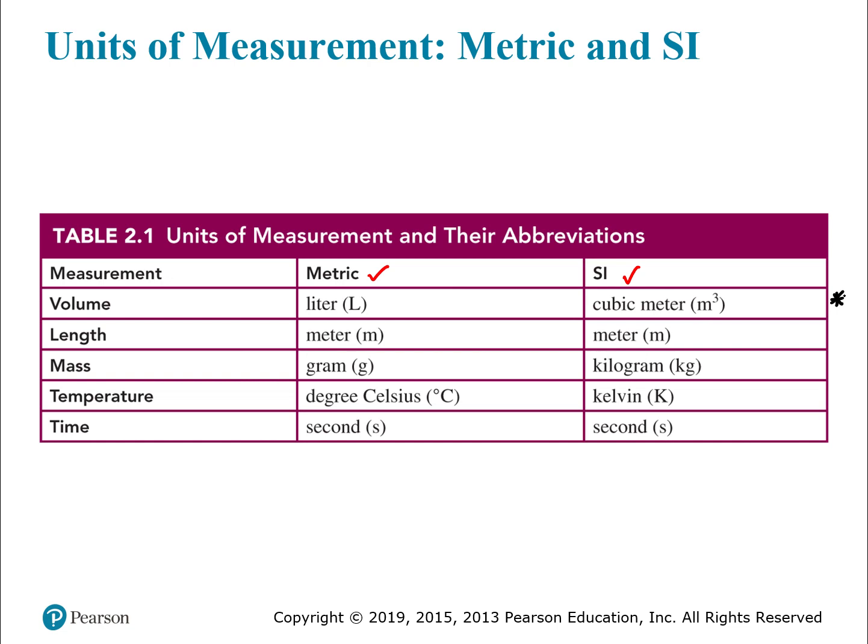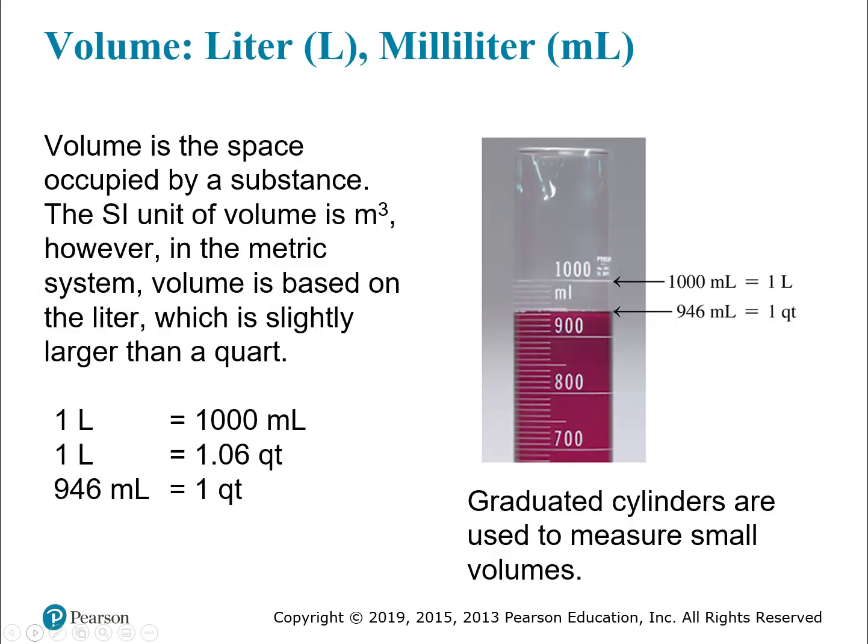Another difference is mass. In the metric system, we use the gram. In the SI, we're talking about kilograms. It's not that grams can't be used, it's that this is the standard unit of measurement. And the final difference is temperature. Typically, you're going to use degrees Celsius, but the SI unit is actually Kelvin, which is an absolute temperature scale. So keep those differences in mind, and we'll talk about the different types of measurements one by one.